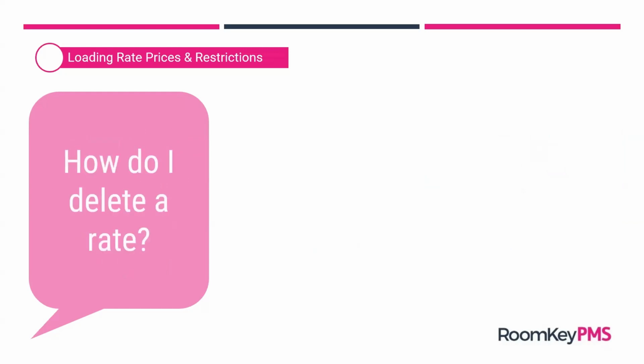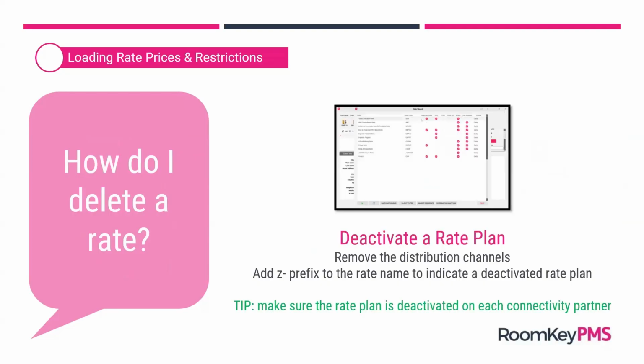Next common question that we get when you're looking at cleaning up or setting up your rates for the future is how do you delete a rate? So in Roomkey, we are not able to delete a rate plan. Instead, we would deactivate a rate plan. Essentially, by deactivating a rate plan, what we are doing is removing the distribution channels.